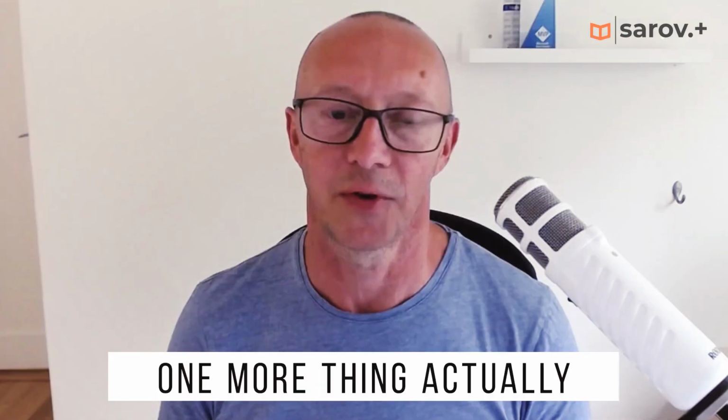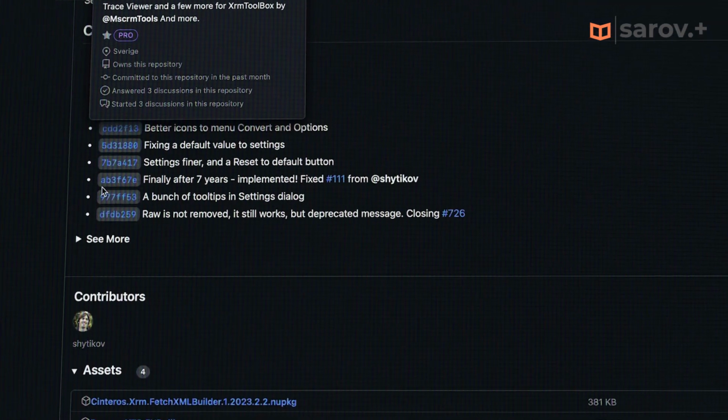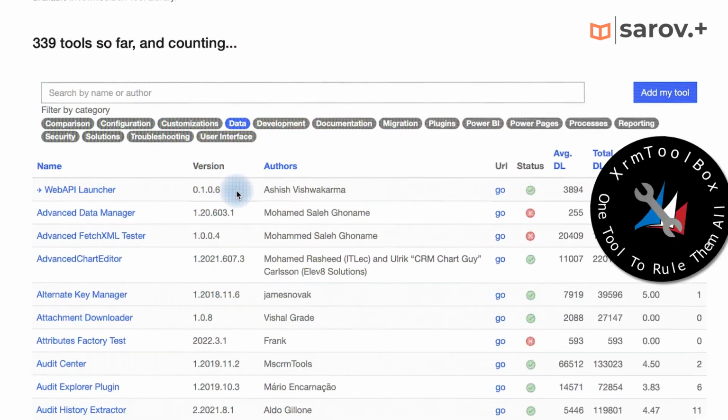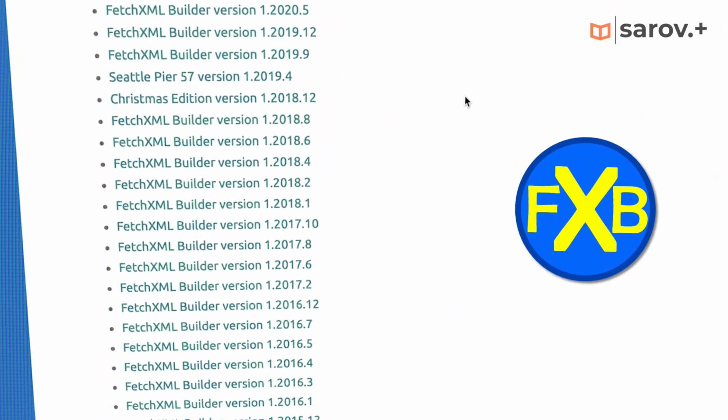One more thing, actually. You can go to the product website or something like that. There's a link for the tools inside XrmToolBox. If you go to some GitHub URL and just see the code, or if you actually go to a website like XrmToolBox.com or FetchXMLBuilder.com, something like that, then it's a good one, or they're working on this.